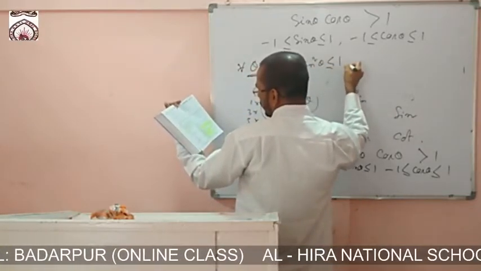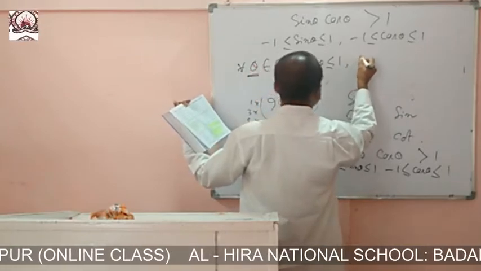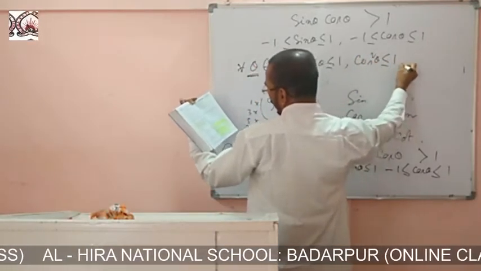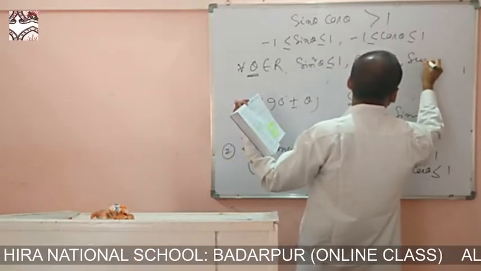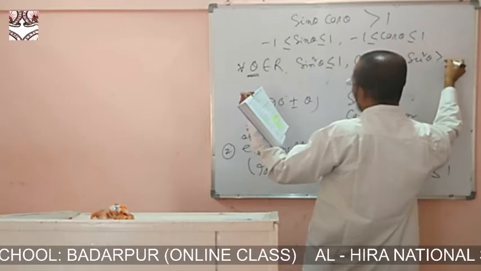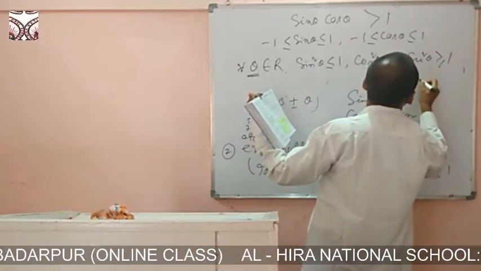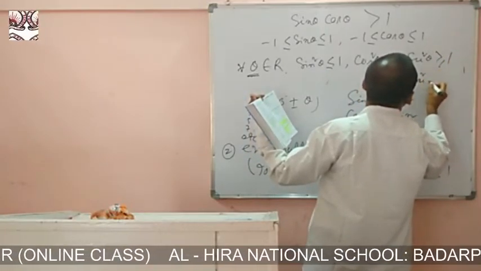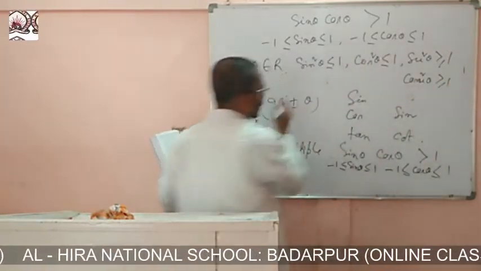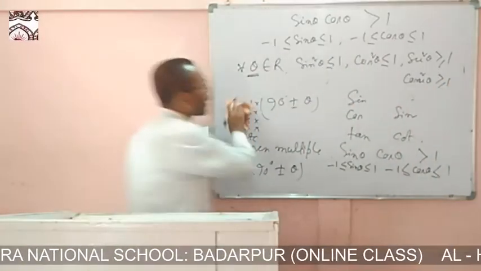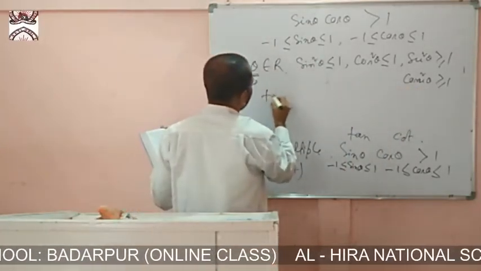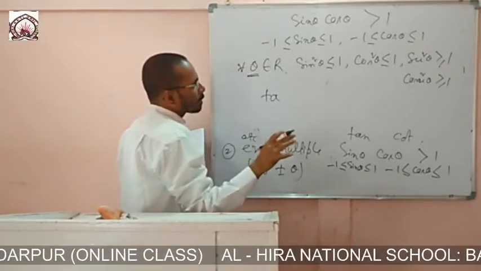At this point you must remember: cos square theta is less than or equal to 1, sec square theta is greater than or equal to 1, and cosec square theta is greater than or equal to 1. The remaining ones, tan theta and cot theta, can have any value. Remember, there are 6 ratios in total.